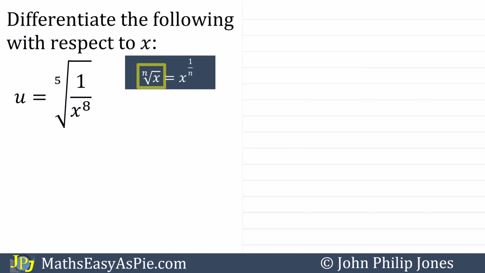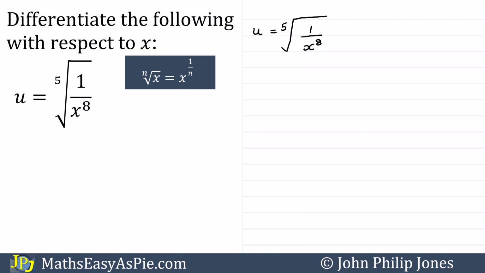It says the nth root of x is equal to x raised to the 1 on top of the n, where n is the root that you saw here. Now we can write this as follows. u equals the fifth root, and within the root we've got 1 over x to the power 8.